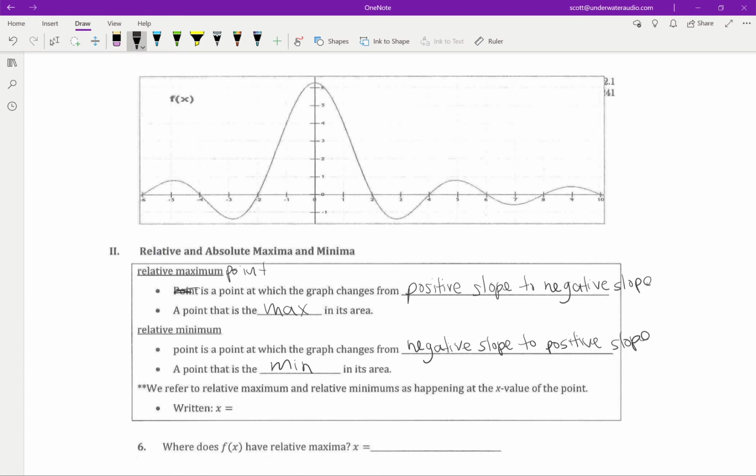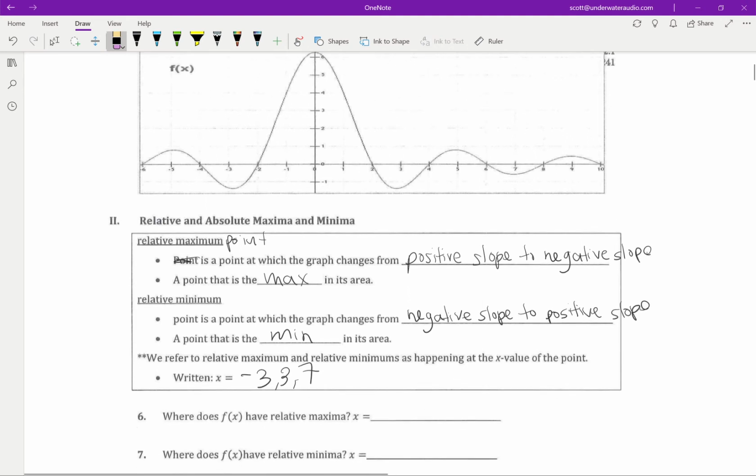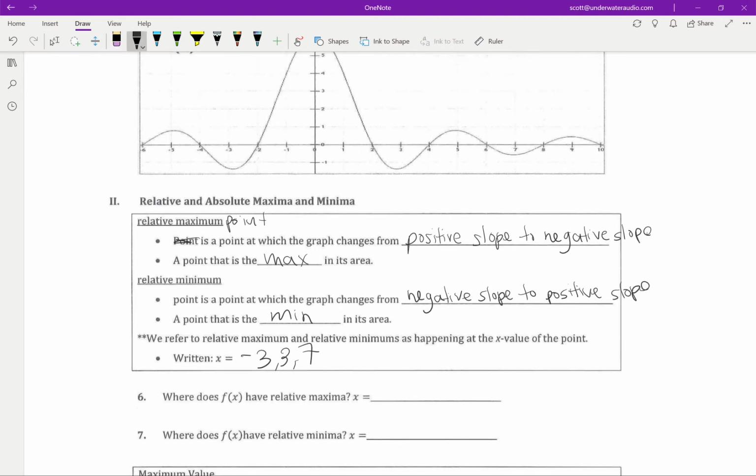Whenever we talk about a relative maximum or a relative minimum, we'll always use the x value. So if I wanted to list all the minimums here, I'd write x equals -3. Even though at x equals -3, the relative minimum is a little bit more than -1, we're just going to write the x value. So -3, 3, and 7. This will be a little bit different when we talk about the absolute maximum, but let's try a problem or two. Just give it a shot.